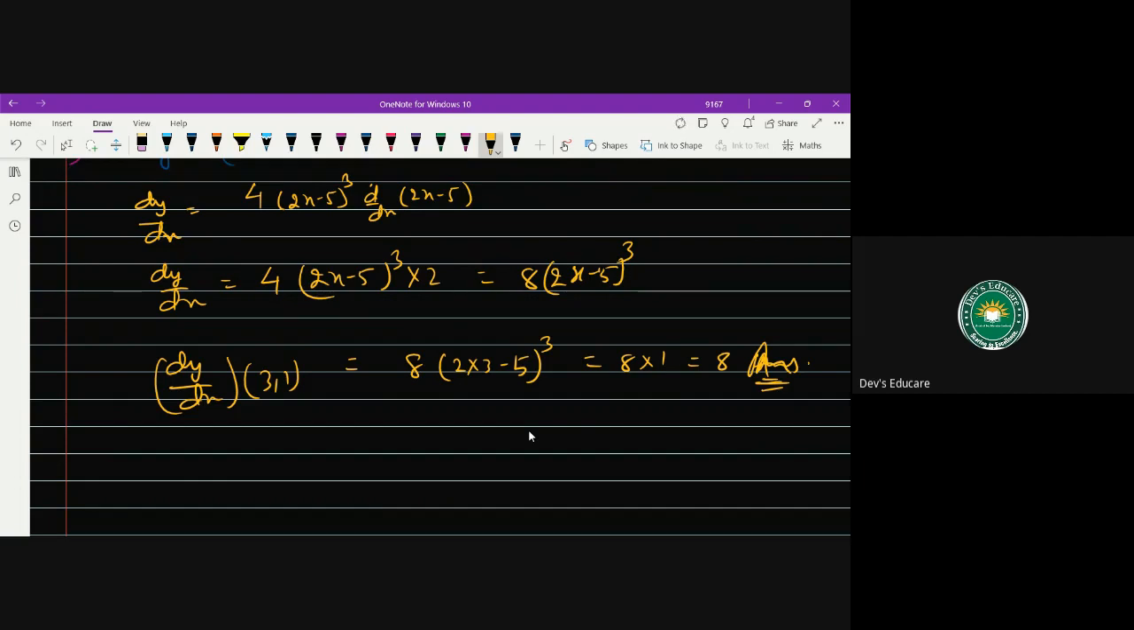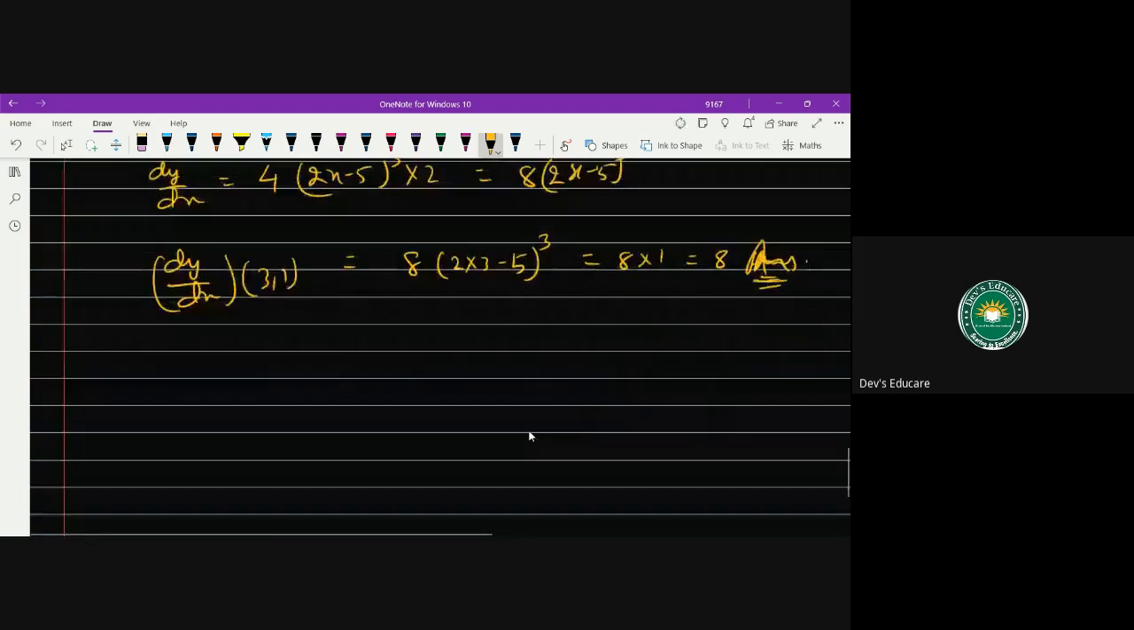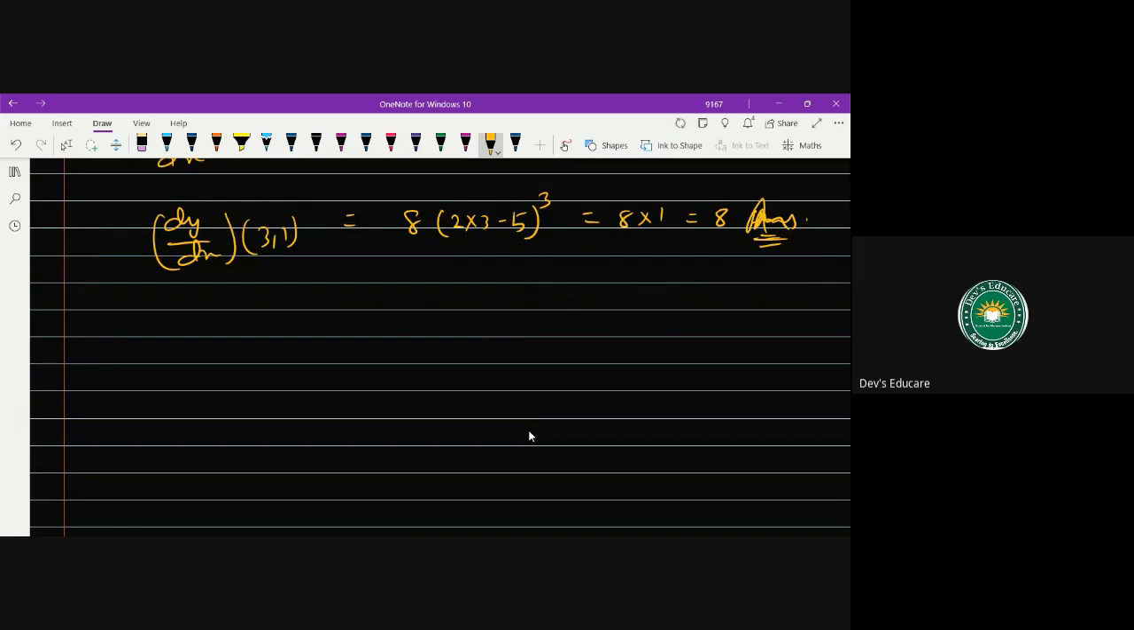Now, question number 6. Question 6. Find the gradient of the curve y equals x plus 4 upon x minus 5 at the points where the curve crosses the x-axis.